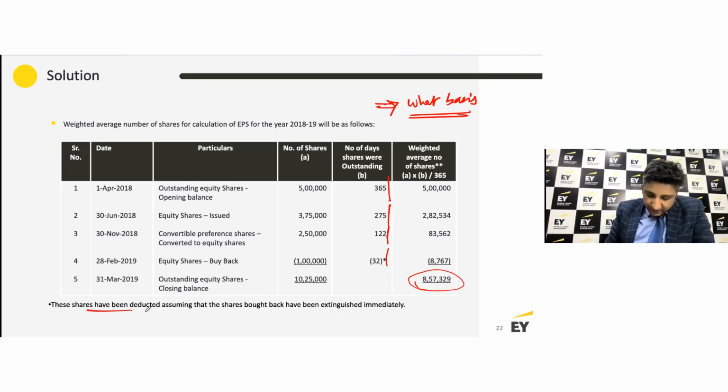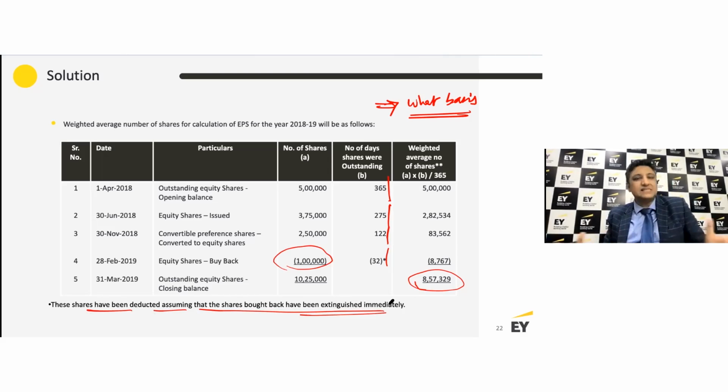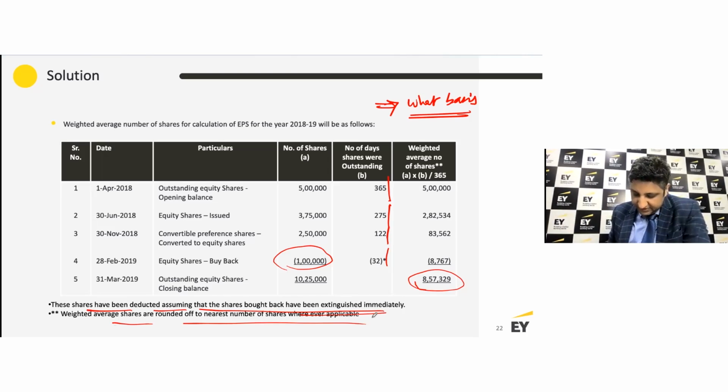What we have assumed is that the moment you look at a buyback, the shares have been canceled, they have been extinguished on the same date, right? That is where you start looking at the calculations applicable in this scenario. All right. Of course, the weighted average number of shares is taken on the basis of the approximate number in this particular scenario.